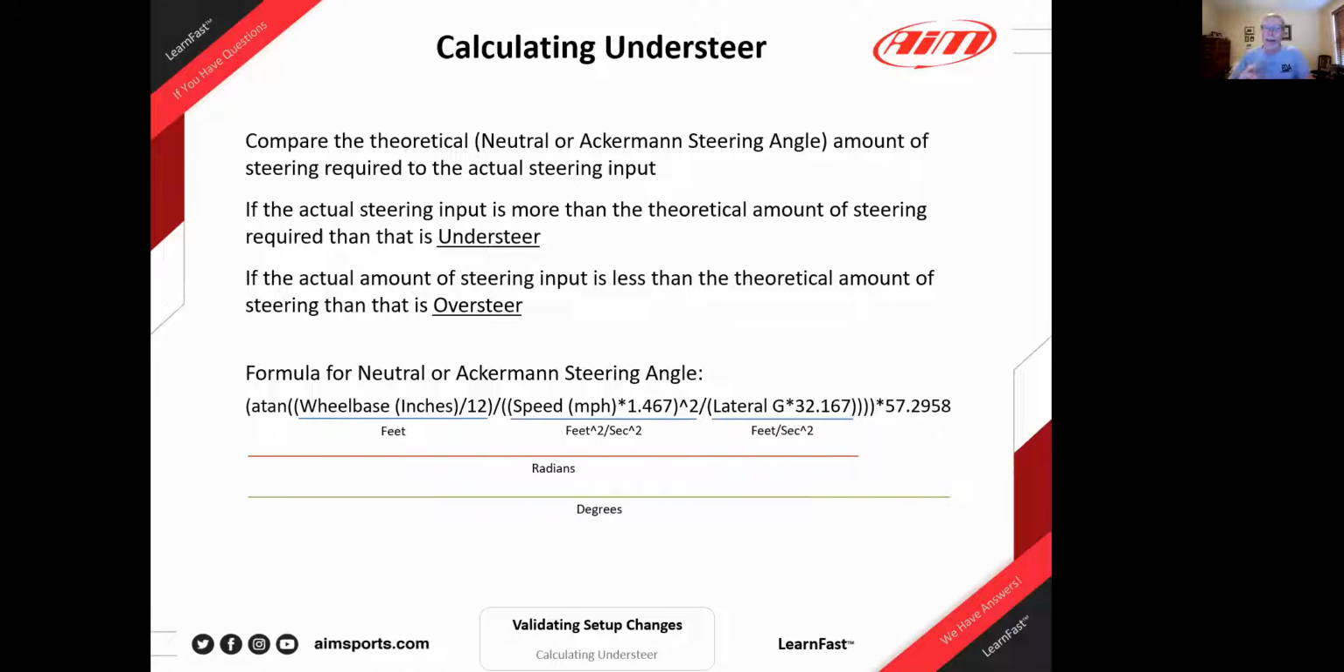And you have to be really cognizant of your units, which is why I put what each of these little sections comes out to. So wheelbase in inches, you're going to get that into feet by dividing by 12. Speed in miles per hour, you're going to get that into feet per second, but then you're going to square it, so it's feet squared over second squared. Lateral G's, you're going to get that into feet per second squared. When you take an arc tangent of all that, you get radians, but then you want it in degrees so that you can compare it to your steering degrees. So you multiply it by 57.2958. It's a lot, but once you know the formula, it's pretty easy.